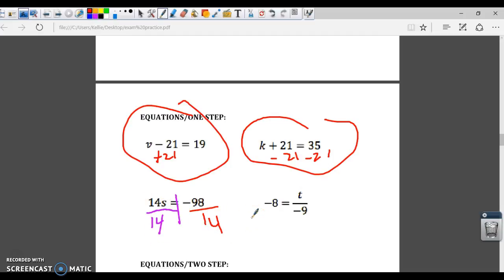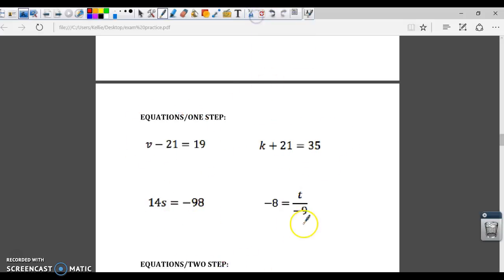So we're going to divide by 14 on both sides. So I have 98 divided by 14, which is going to give me 7. So S equals 7. It's going to be a negative 7 because we have a negative divided by a positive. So the answer here would be negative 7.